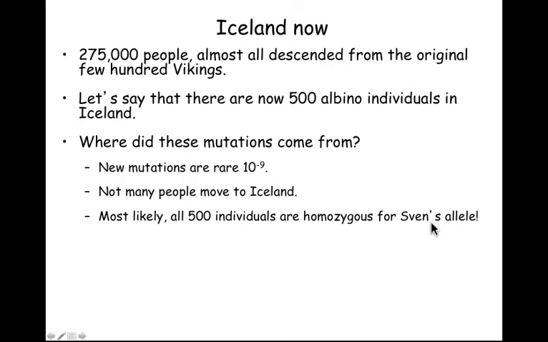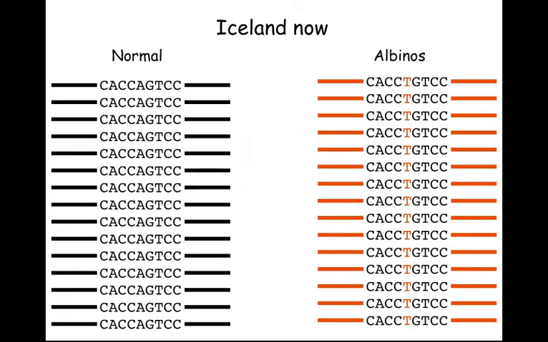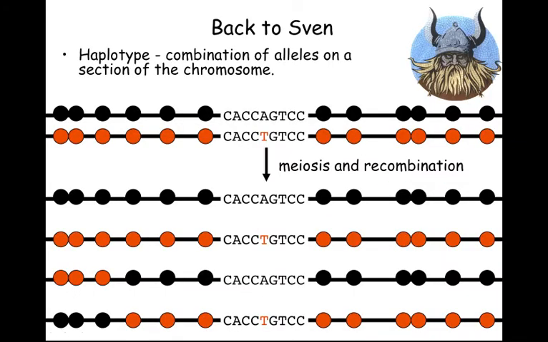And this has some pretty important implications. If you were to sequence this gene from all the wild-type individuals in Iceland and all the albinos in Iceland, all the wild-type individuals would have the wild-type sequence, and all the albinos would carry the exact same mutation, the one that Sven had 1,000 years ago. So if we could sequence everybody in the population, everybody who's normal would have the wild-type sequence, and all the albinos would be homozygous for Sven's allele. So how does this help us?